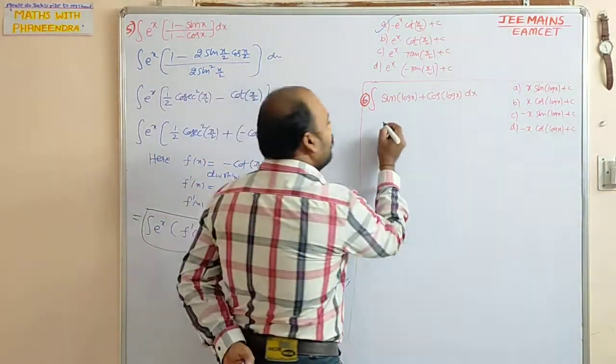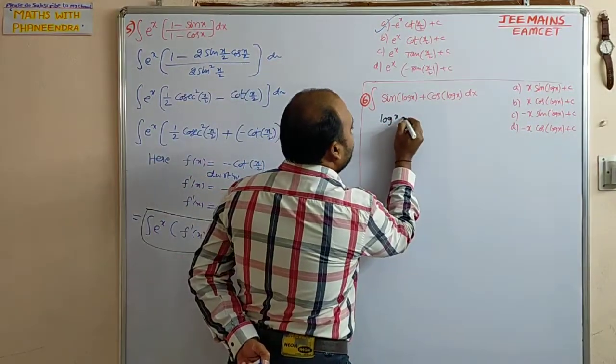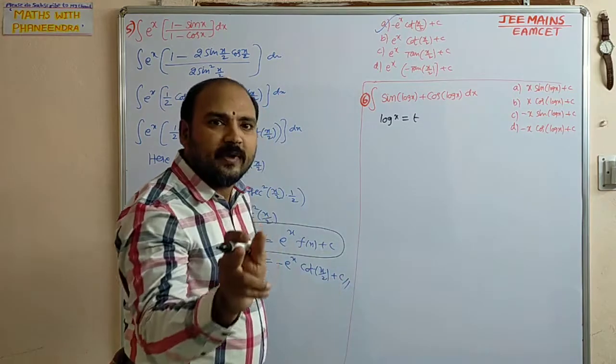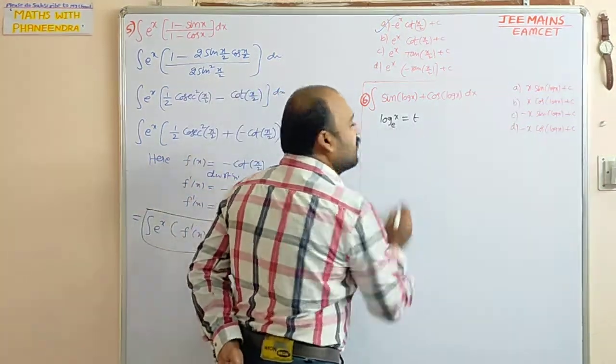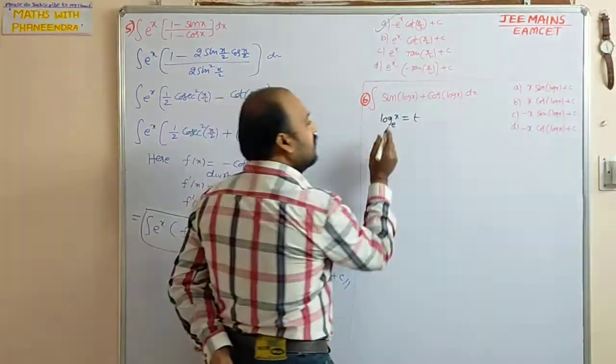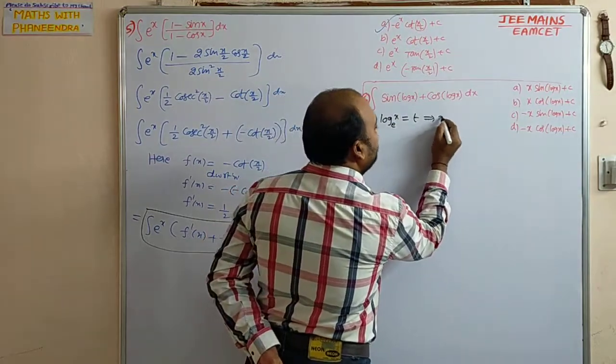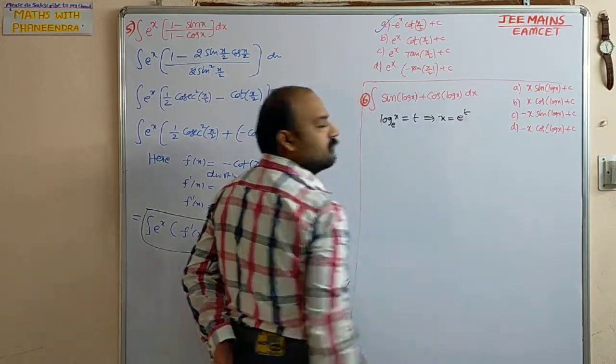So what we have to do is put log x equal to t. Log x means the base is always e, you can take that. So by the definition of logarithm, log x to the base e equal to t, we can write it as x is equal to e power t.